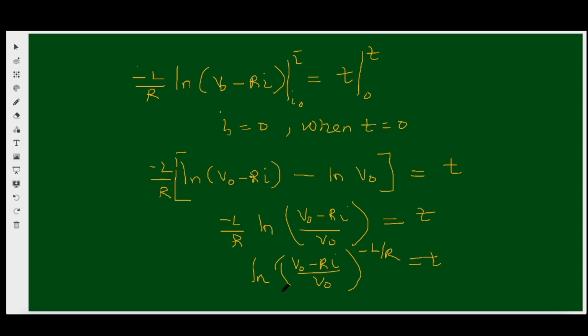So what does that give me? According to another law of logarithm, it means that this will turn to e raised to power t. Am I right? So what does that give me? I have V naught minus Ri over V naught raised to power minus L over R.